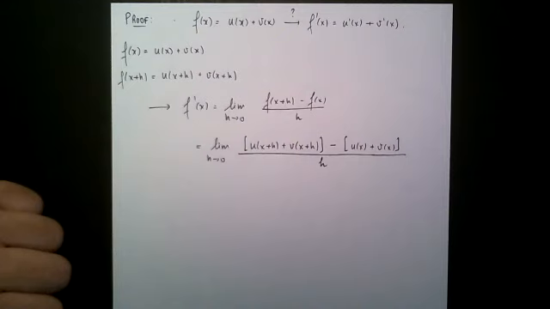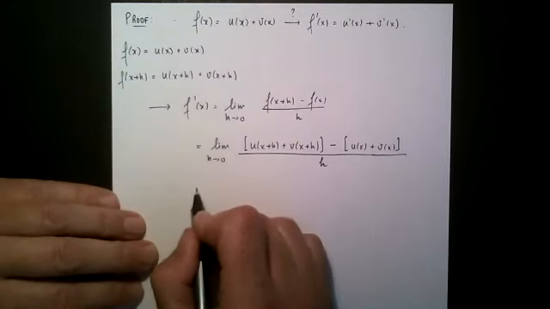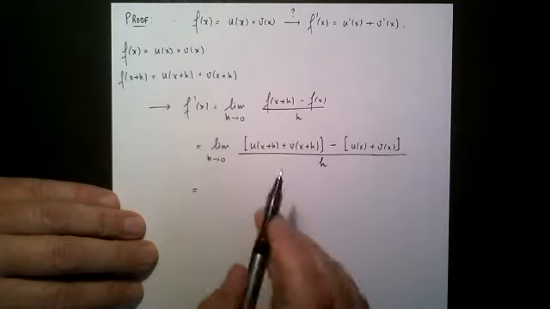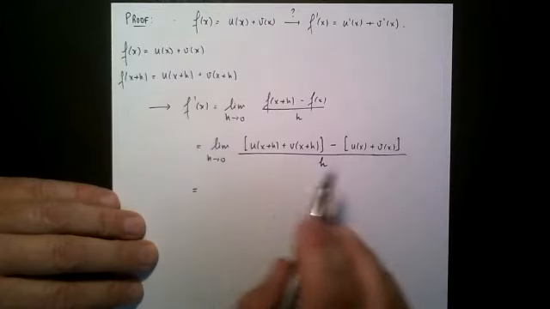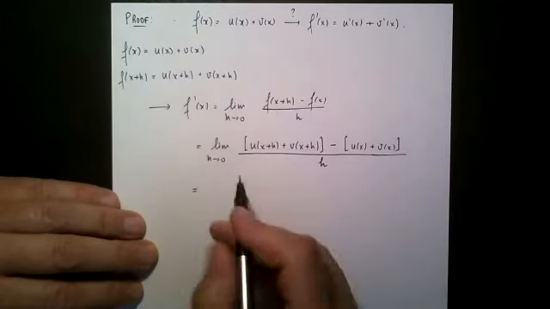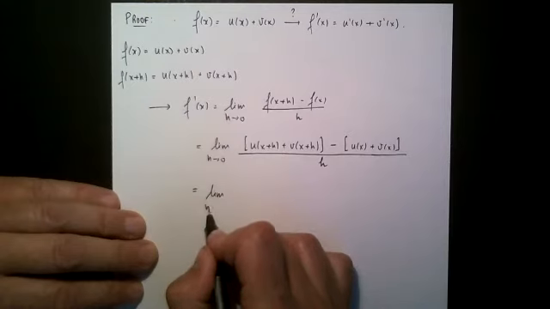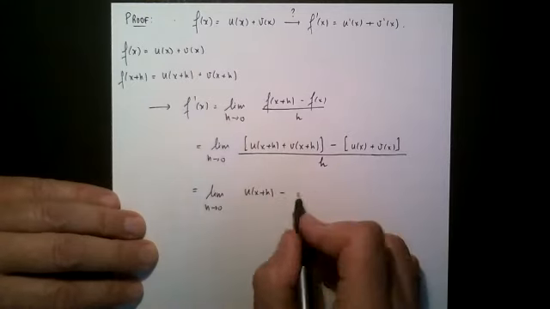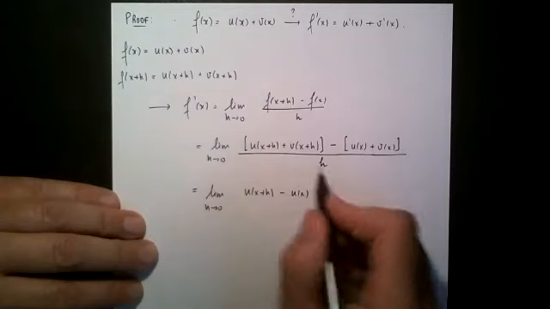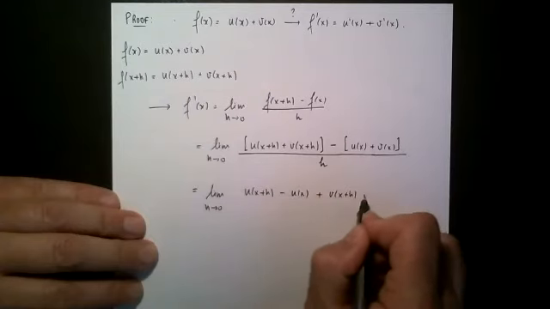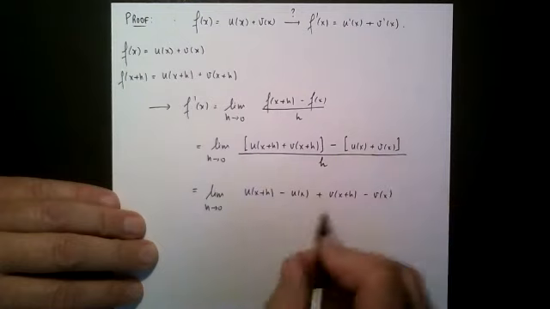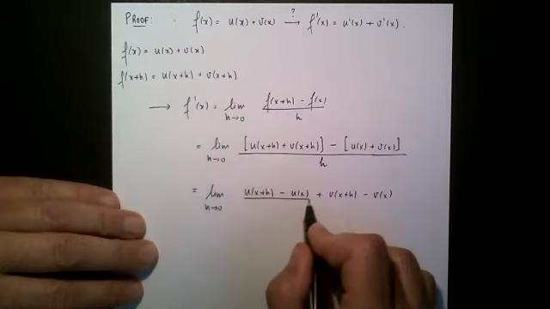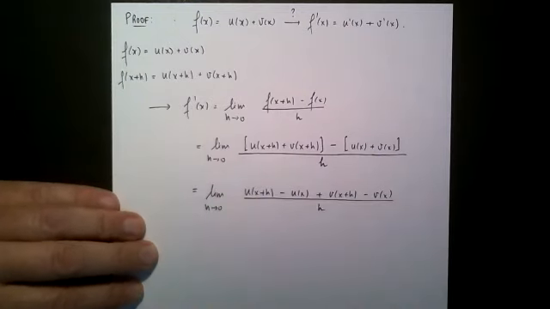No questions? Okay. So what I'm going to do now is open everything out on top and put the u's together and the v's together. Limit h approaches 0, so I have u of x plus h minus u of x plus v of x plus h minus v of x, all this over h. Okay, nothing too crazy.